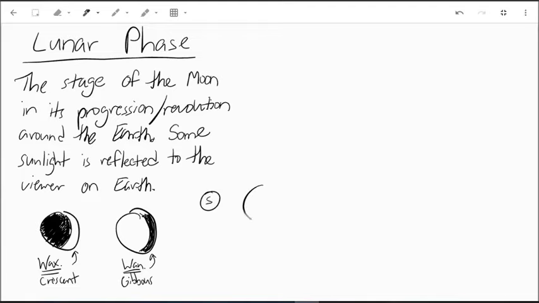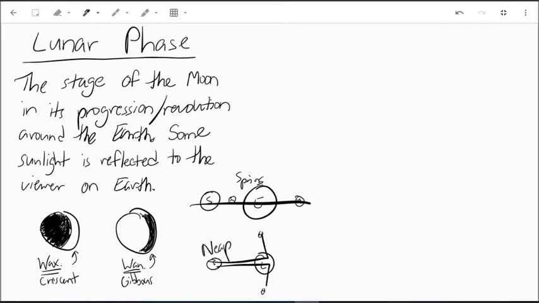Sun, earth, moon, or the moon could be over here. If it's a straight line, it's spring. Could be here, or could be here. That will be neap, right?